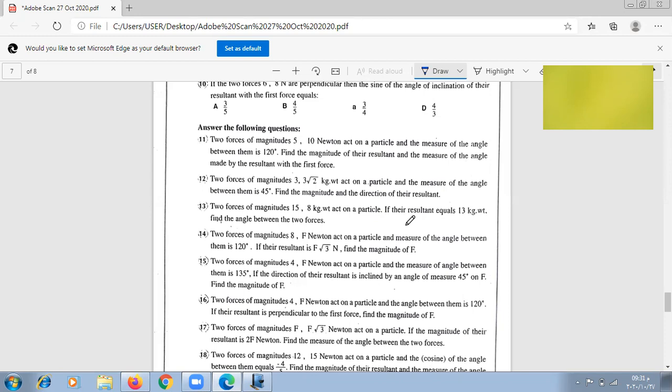So what is he asking about? He is asking about the angle between the two forces in number 13. We have the two forces, 15 kilogram weight and 8 kilogram weight. We have the resultant, and he's asking about the angle between the two forces. So we are going to use the first rule because we have three elements of it, so that we can find alpha, the angle between the two forces. Let's use the given first.